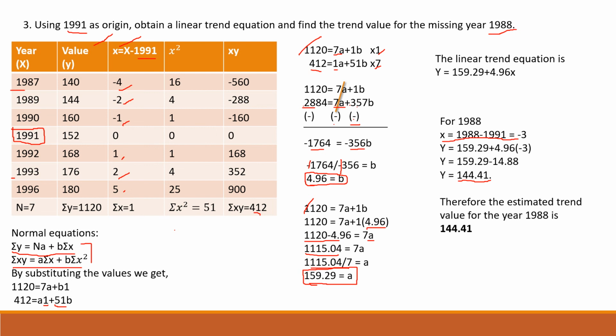Therefore, the estimated trend value for the year 1988 is 144.41. So there are three methods in least squares, that is, three processes: when odd years are given, when even years are given, and when any missing year is there. We can calculate it through the normal equation or directly by using the formulas.